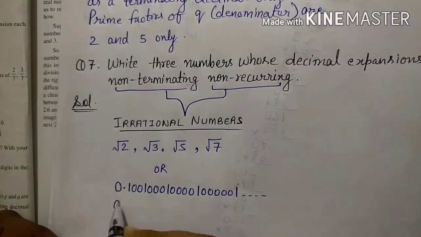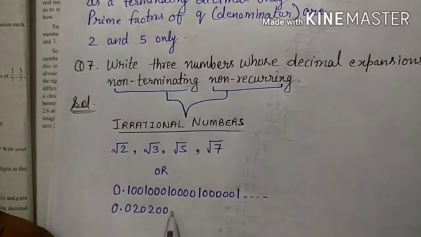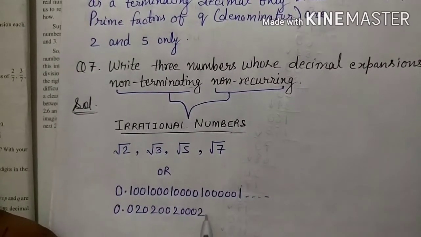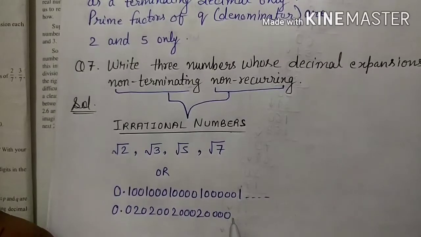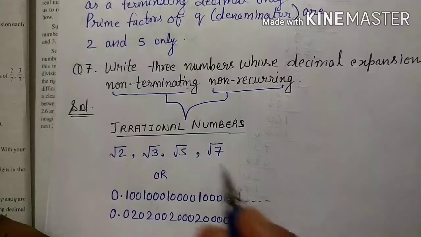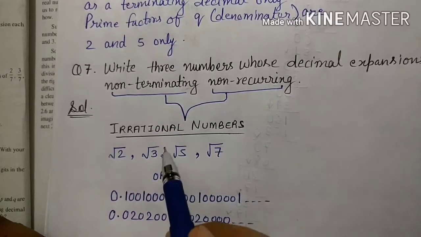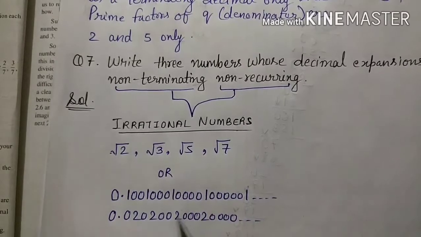We can take more examples, like 0.020, then 0.200, then 2000, then 20,000 and so on. So it is also an example of what? Irrational number. So in this way we can write many examples of this number. Non-terminating, non-recurring means an irrational number. Now move to the next question.